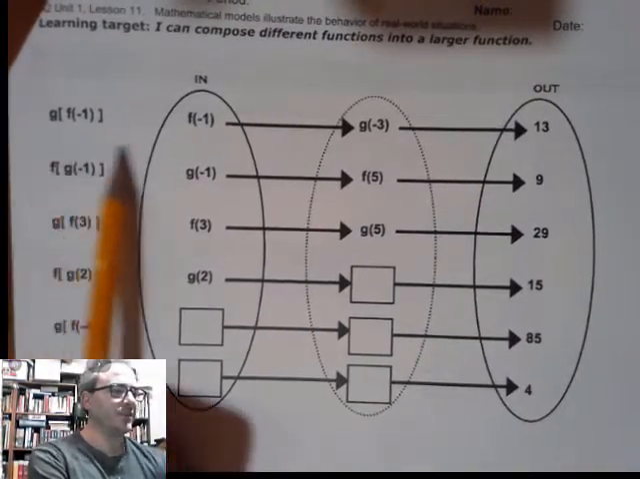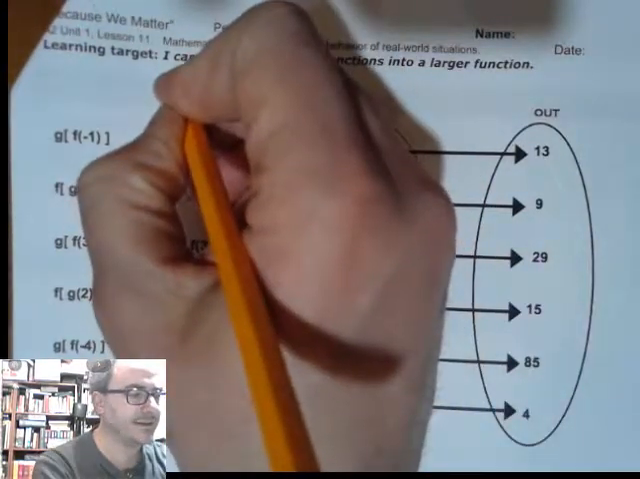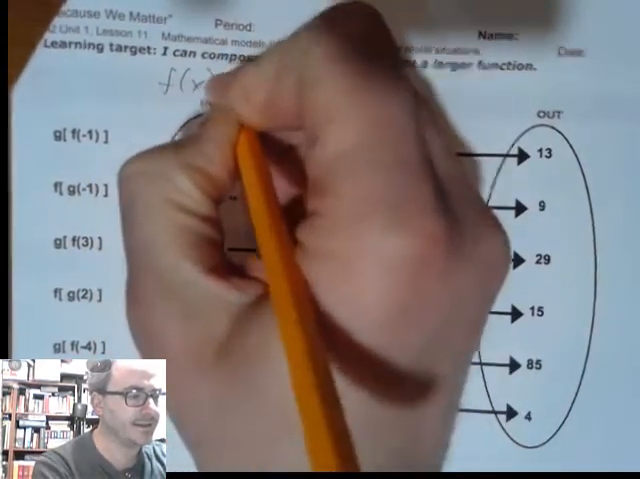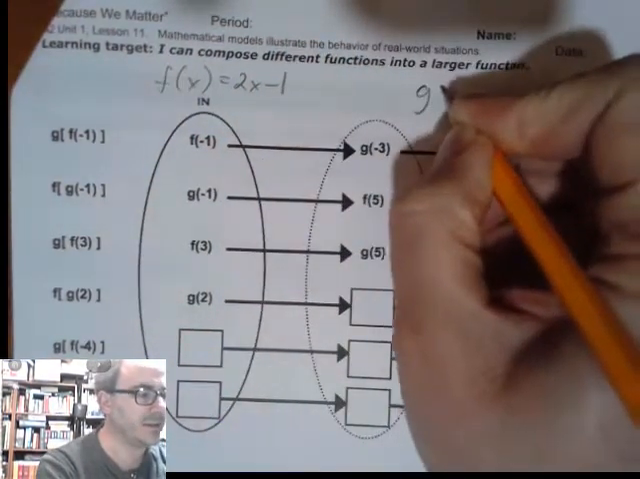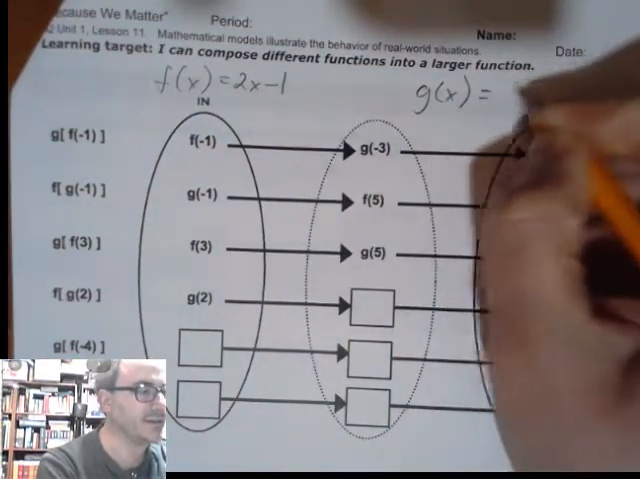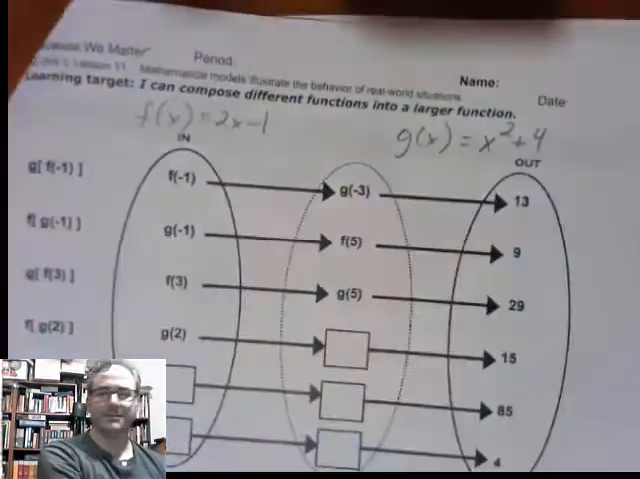All right, so here's a few of them. Again, let's remind ourselves, we've got f of x equal to 2x minus 1, right? And the g, you tell me if I was wrong, g of x equals x squared plus 4. I'm going to have to go back and check. What was the g of x again? Yep. Okay, good. We're all good.